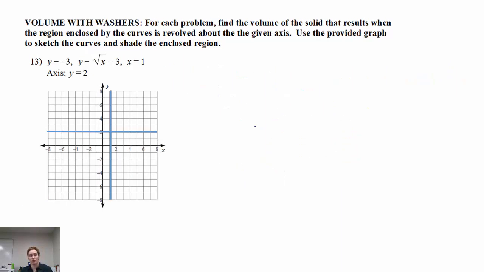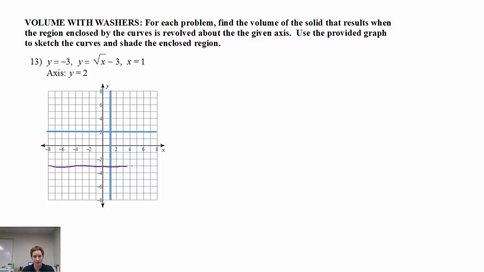The last two problems we're going to do is volume with washers, but this time we are not rotating around the x-axis, we're rotating around some other horizontal line, and this is going to work similarly to what we did with discs, where we have to add or subtract. Again, you want to draw it as is, so like y equals negative 3. I'm going to have to draw that.